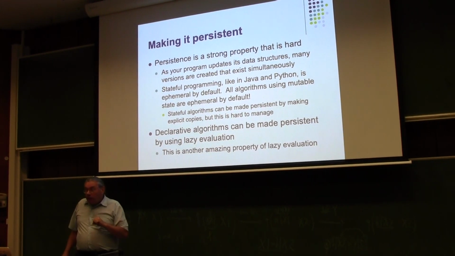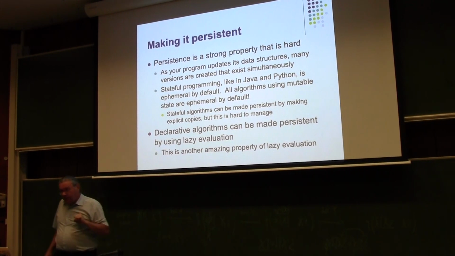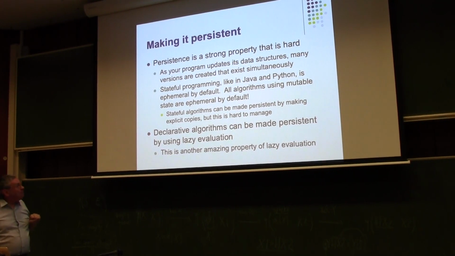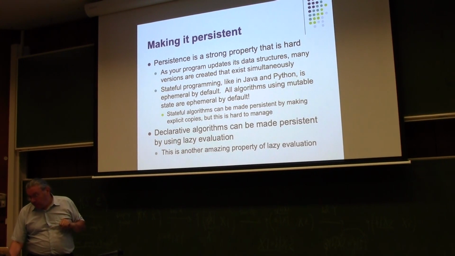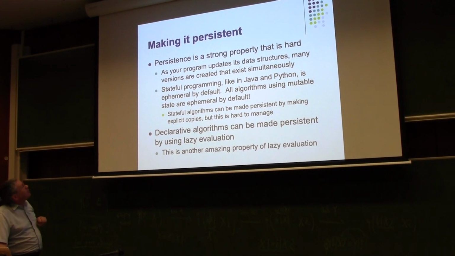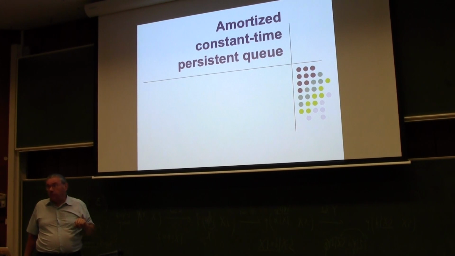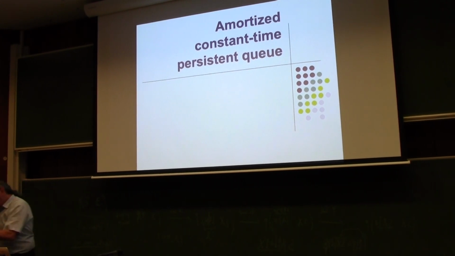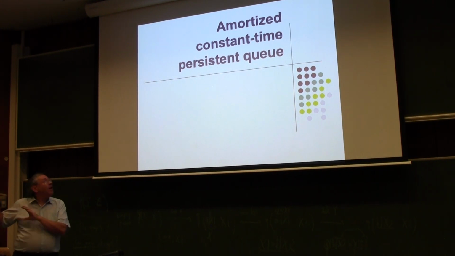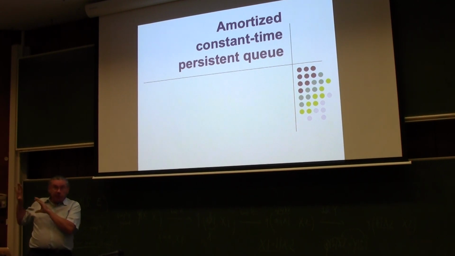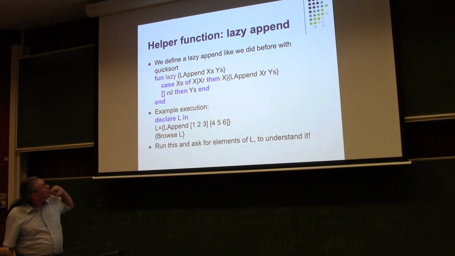But today I'm going to show you how to do persistence by using lazy evaluation. In fact, by using lazy evaluation, you can make efficient, persistent algorithms. It's another amazing property of laziness. Okay, so let me show you one example. The first example will be an amortized constant time persistent queue. And then we'll go into the biggie, which is a worst case constant time persistent queue, which works, but it's a little bit more complicated. The amortized one is a little bit easier. Okay. So let me show you.